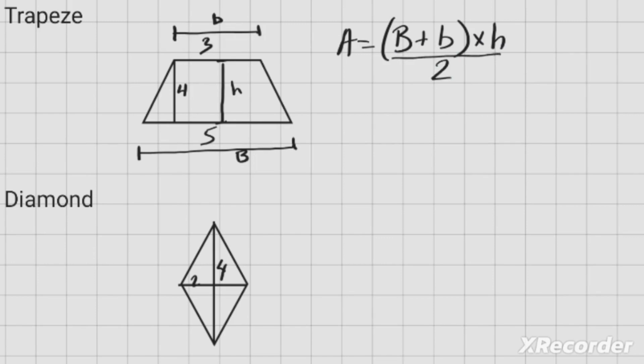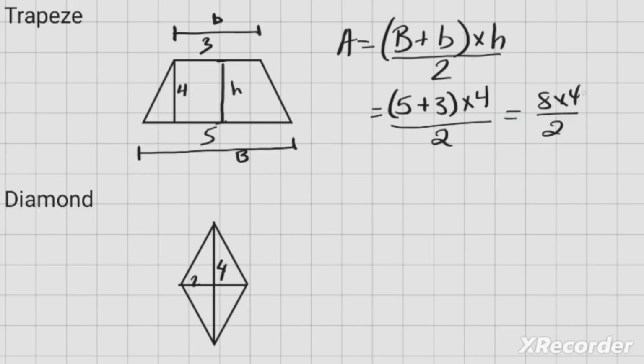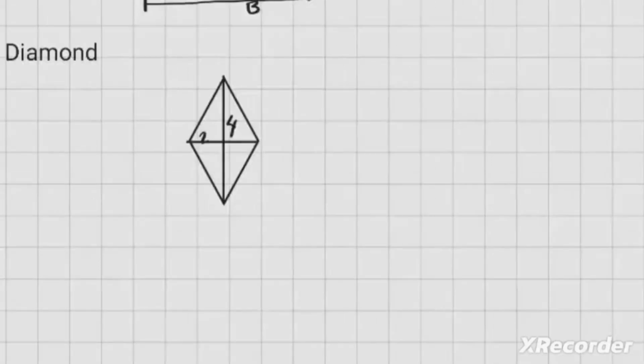So here the big base is 5, the small base is 3, the height is 4, and we divide all of that by 2. So we have 8 times 4, which is 32, and the answer is 16. So the area is 16, and the formula is big base plus small base times the height divided by 2.